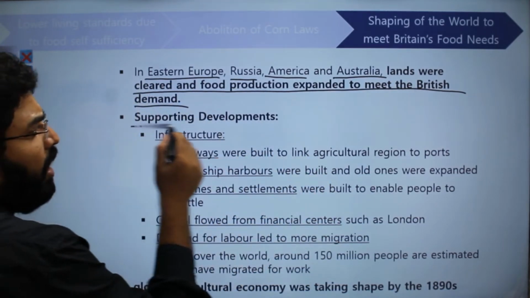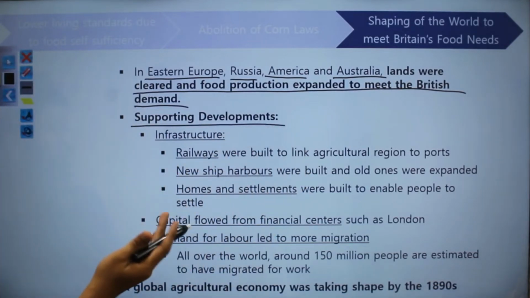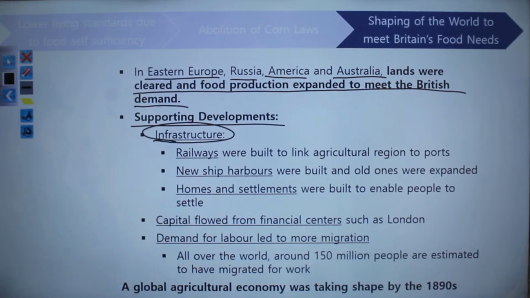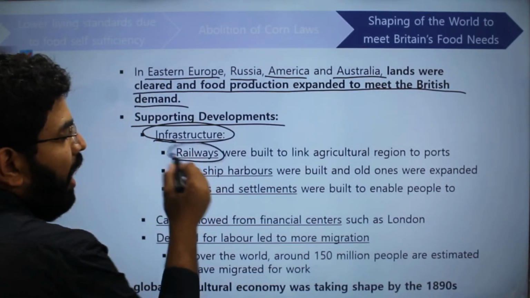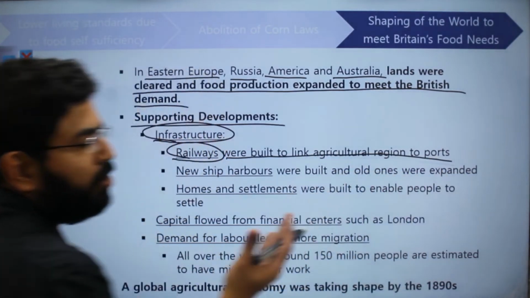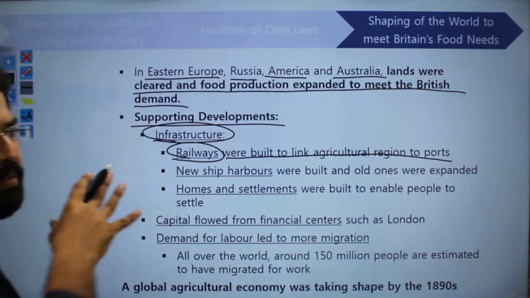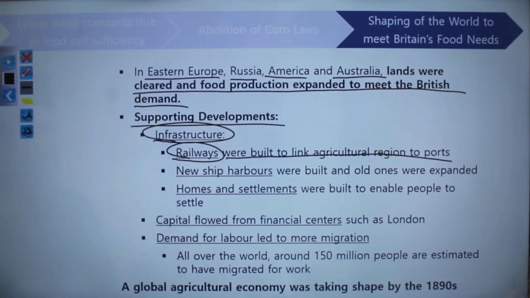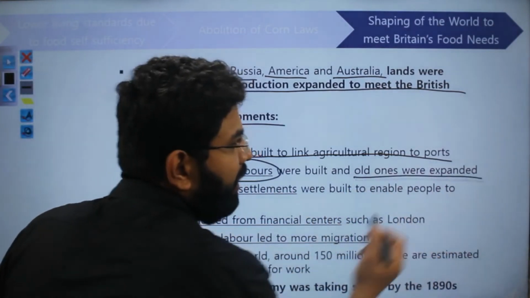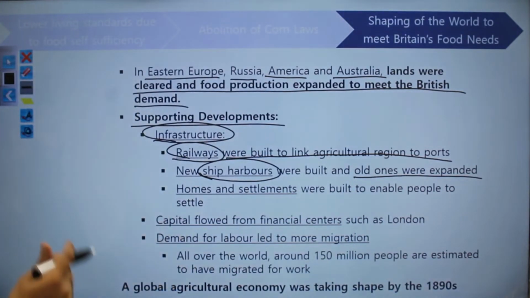Hence, the other supporting developments that happened were in infrastructure. Due to the industrial revolution, the railways were built. So they linked the agricultural regions to the ports. Hence, the production could be exported to Britain. Then new ship harbors had come up and the old ones were expanded. Hence, faster production and faster exports could be done.